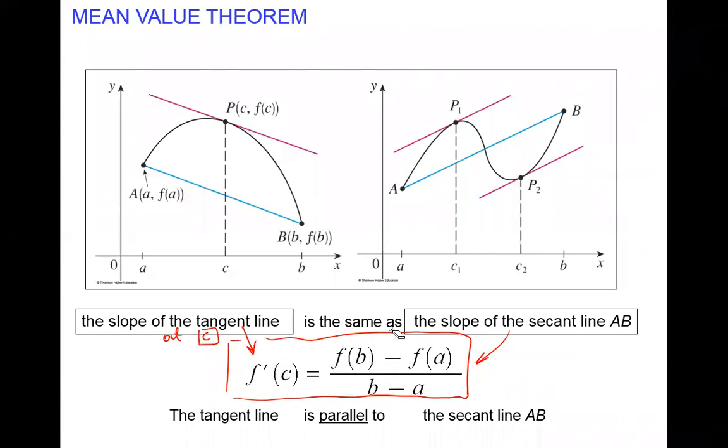right? As we can see, when we have a continuous and differentiable function, if I pick 2 points, the slope between these 2 points is exactly the same as the slope of the tangent line at some point C between A and B. That means the tangent line is parallel to the secant line. Or I can say the instantaneous rate of change is exactly the same as the average rate of change.